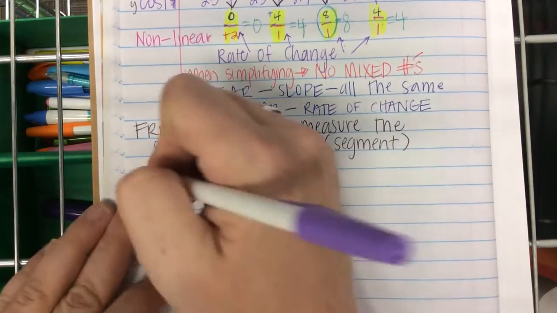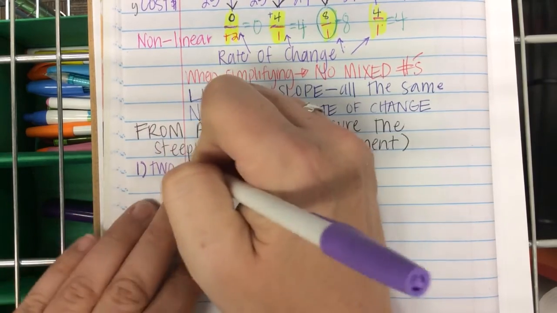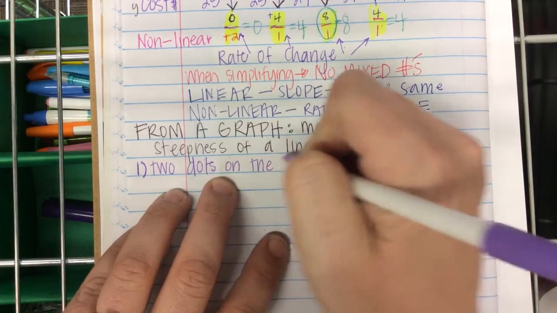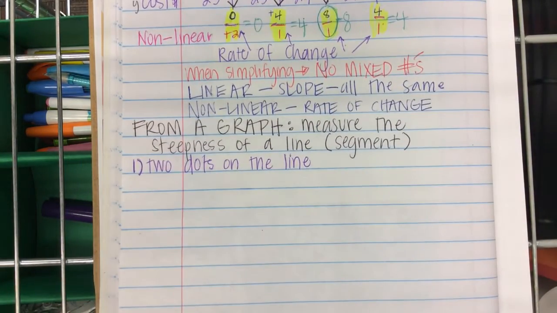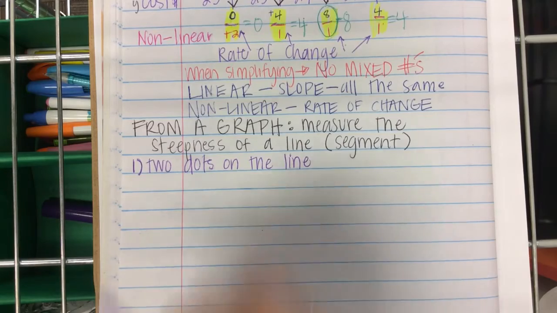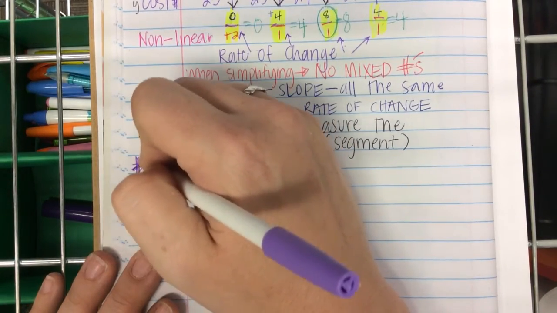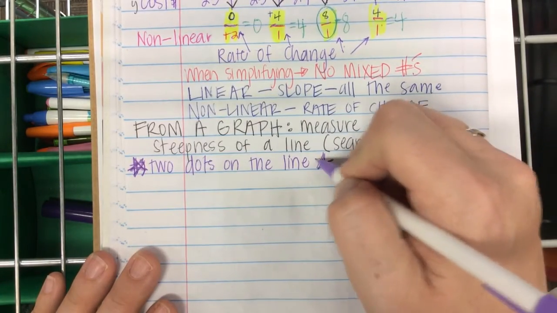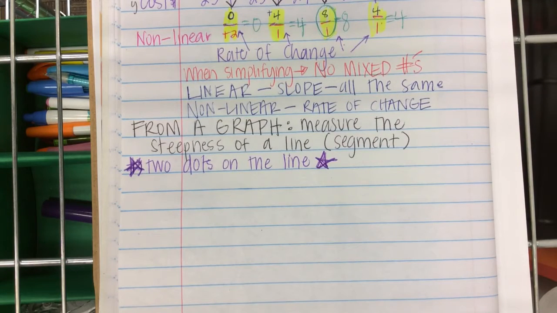And to do that, you need to have two dots. You need to have two dots on the line. I'm not going to make that one. I'm going to make it a star.